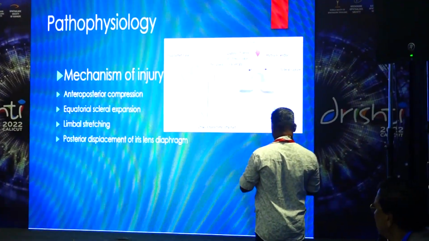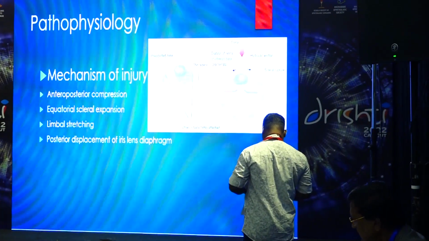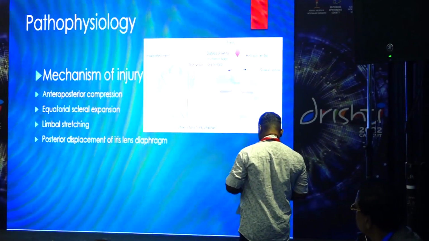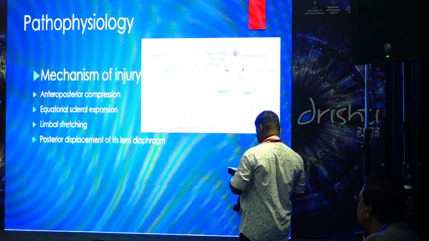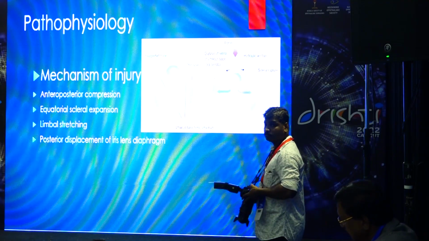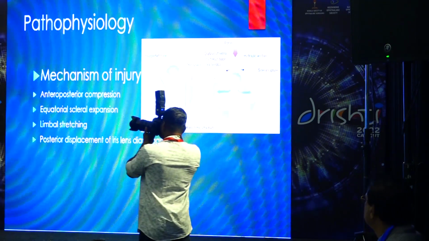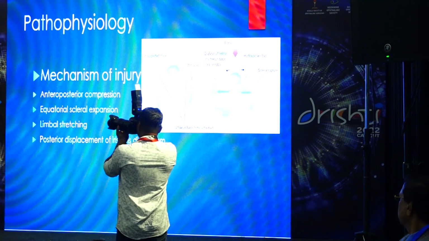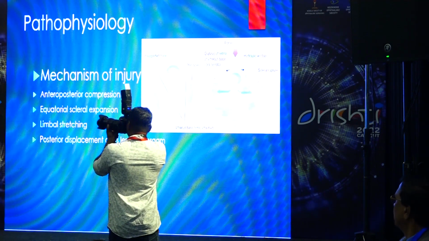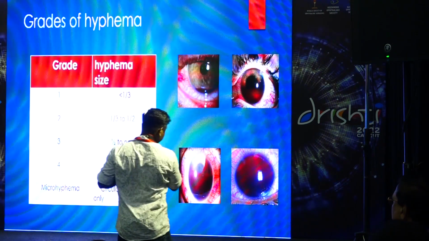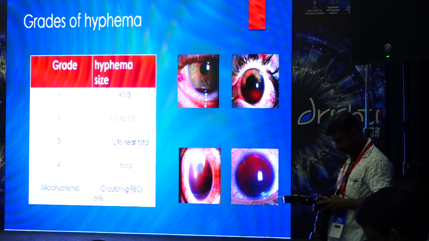These are the common etiologies which result in hyphema. Pathophysiology, the mechanism of injury: there is blunt trauma resulting in anteroposterior compression of the eye with equatorial scleral expansion and limbal stretching with posterior displacement of the iris-lens diaphragm. So there is a shearing force over the iris, ciliary body and trabecular meshwork resulting in tearing of the vessels and hyphema. Hyphema can be graded depending upon the amount of blood present in the anterior chamber.